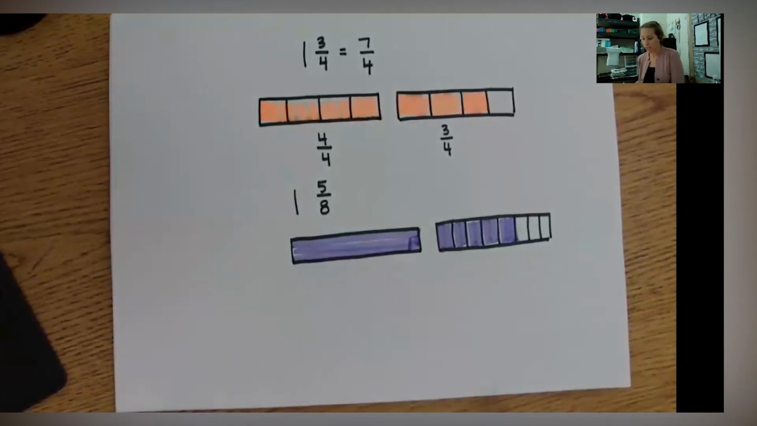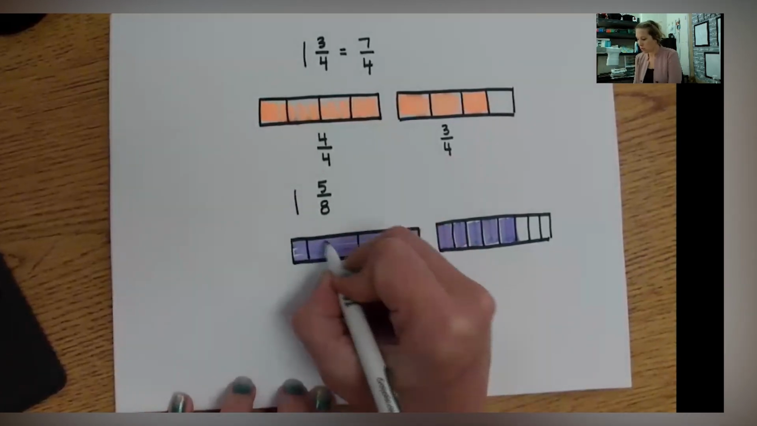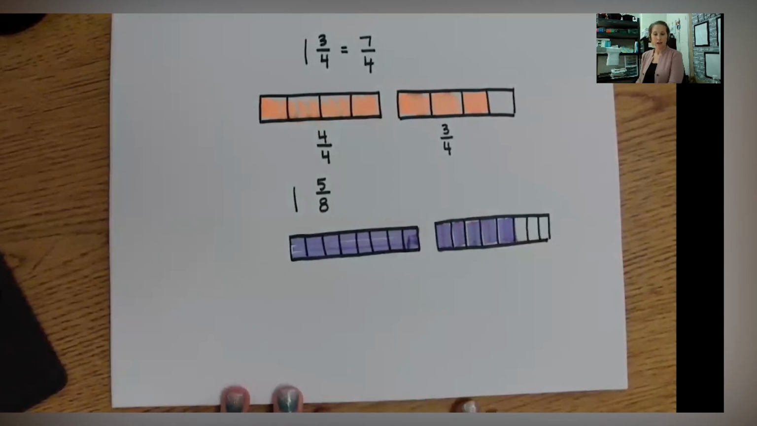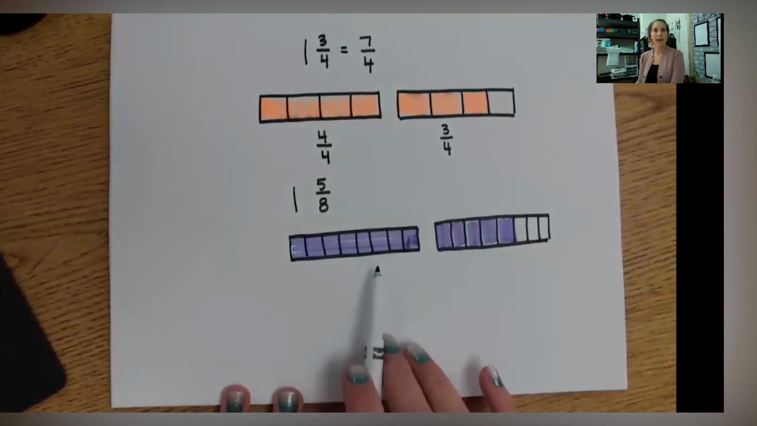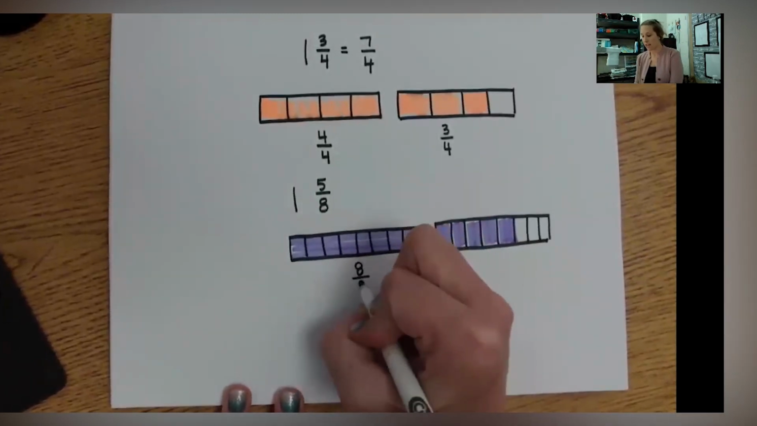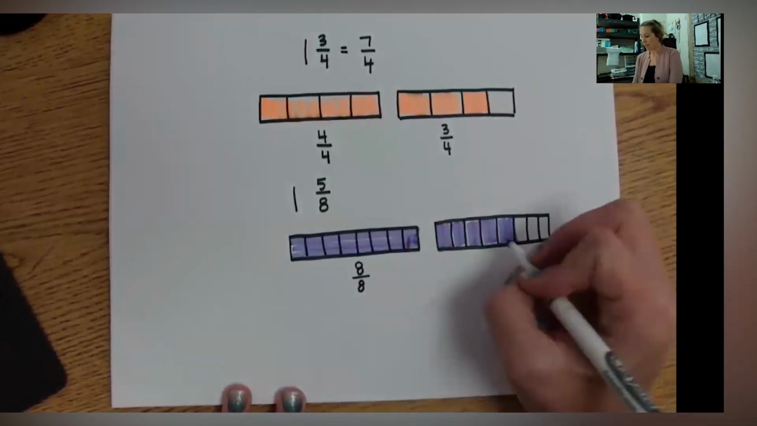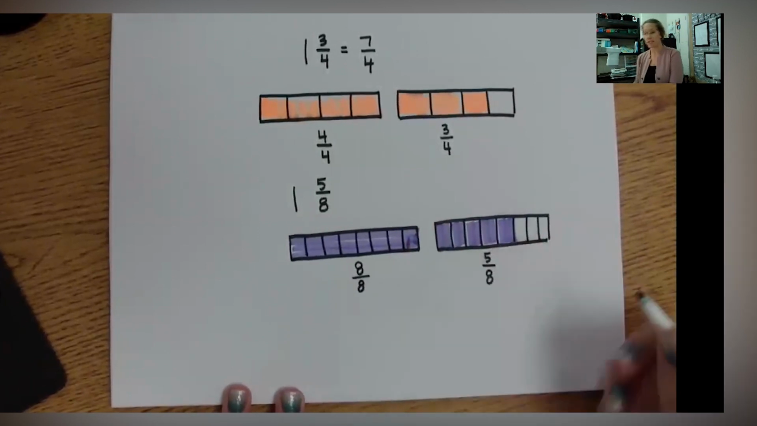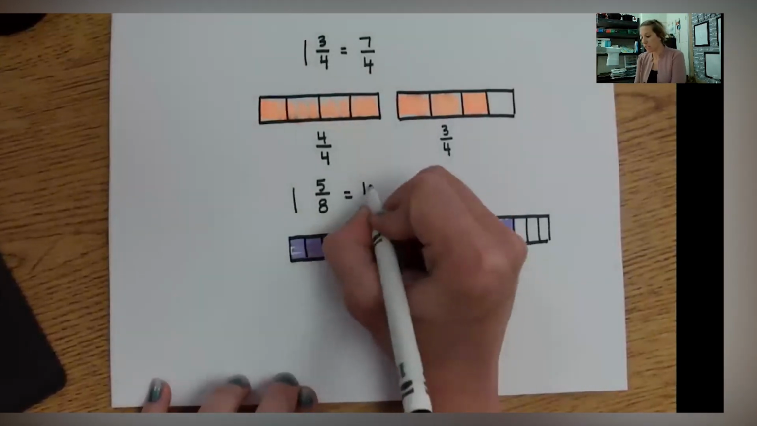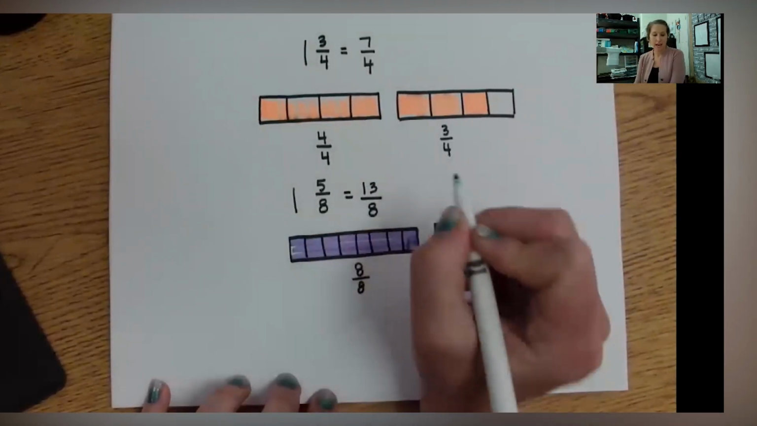Will you do that with me? 1, 2, 3, 4, 5, 6, 7, 8. So now, how many eighths are shaded here? That's right, there are 8/8 shaded here and 5/8 shaded here, for a total of how many? Yes, there are 13. So 1 5/8 is equivalent to 13/8.